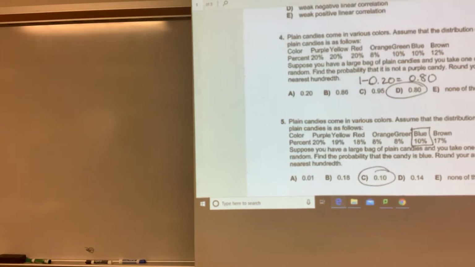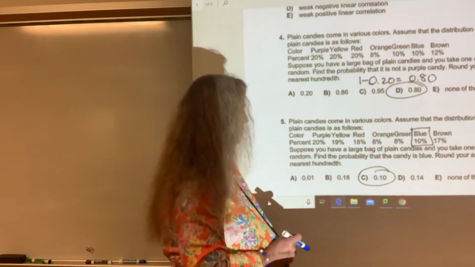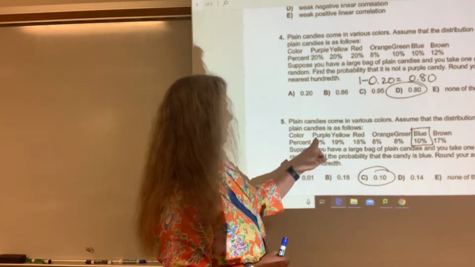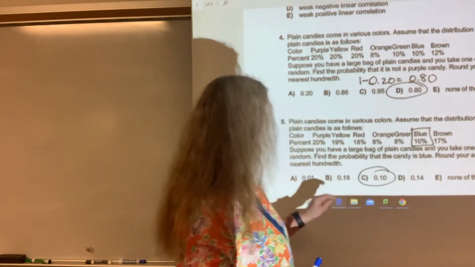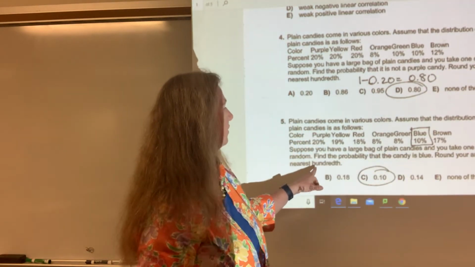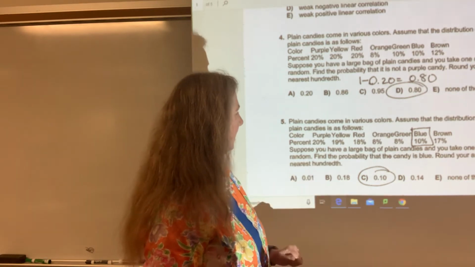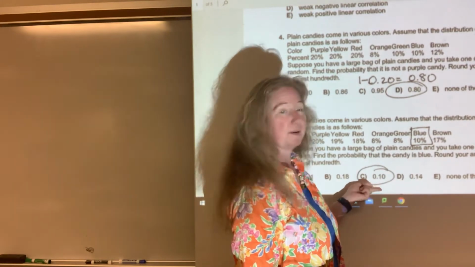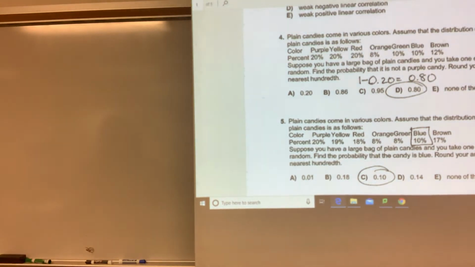So plain candies, maybe they're M&Ms in real life, come in various colors. Assume that the distribution of color for plain candies is as follows. We have purple, yellow, red, orange, green, blue, and brown. It says, suppose you have a large bag of candy. What is the probability that the candy is blue? Well, that's this 10%, but the probability would be written as a decimal, so that's 0.10.